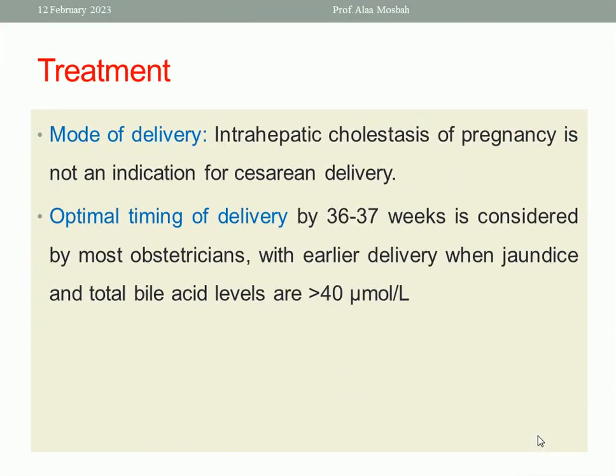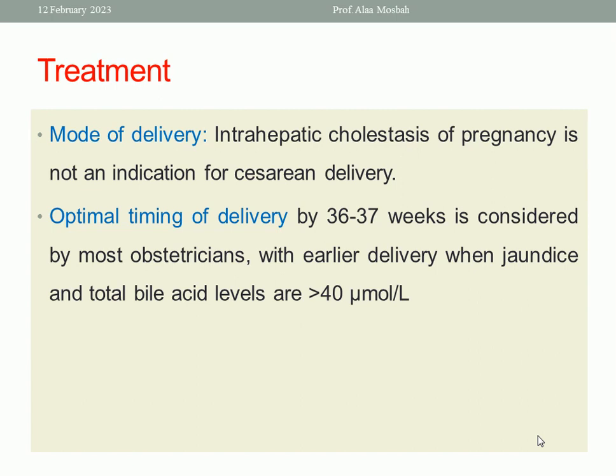What about mode of delivery? Should I do cesarean section or vaginal delivery? Really, intrahepatic cholestasis of pregnancy is not an indication for cesarean delivery. Okay, so it depends on obstetric indication. You can do induction of labor if it's okay. If there is no contraindication, you can do induction of labor, or you can do elective cesarean section according to obstetric indication. Okay?